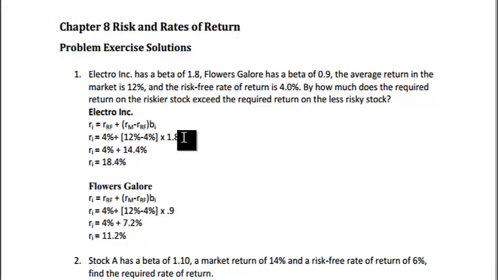A beta of 1.8 suggests the risk of the stock is 1.8 times market risk. A beta of 0.9 suggests about 90% of market risk. You can see that this asset risk premium here, 14.4, is twice as high as the asset risk premium here in Flowers Galore. It doesn't mean the overall risk is twice as high. As you can see, the required return for Flowers Galore is 11.2, and the required return for Electro is 18.4.